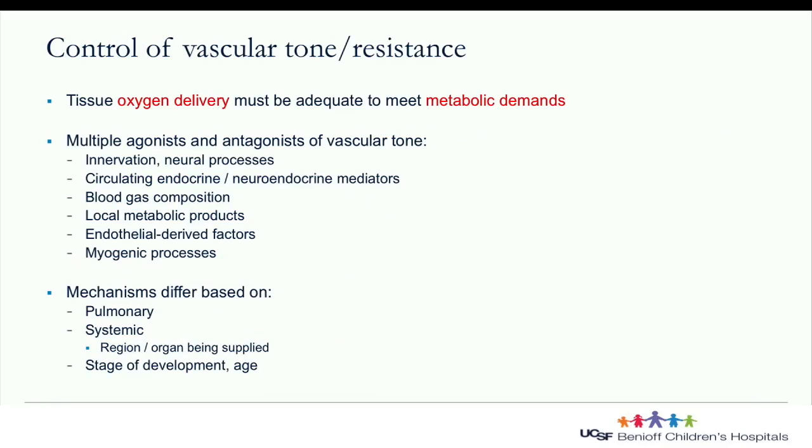Important to remember that while there are many mechanisms underlying vascular physiology, the goal is always to maintain adequate oxygen delivery to the target organ or tissue under a wide array of physiologic states. The mechanisms are complex, and they're going to vary from organ to organ and different vascular beds, but important to remember this underlying principle. So we're going to start with the pulmonary vascular bed.